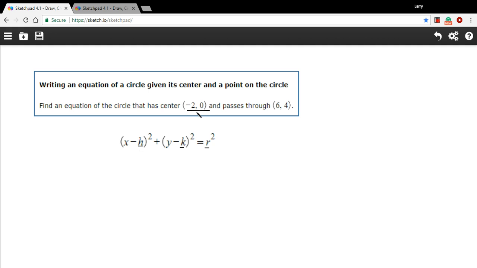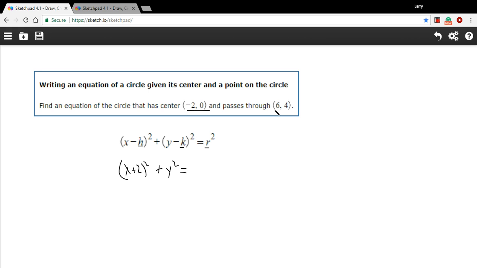x minus a negative 2 would be x plus 2 squared. And then y minus 0 squared, we can just write as y squared. So that's all there is to the left-hand side of the equation. That's not tough at all. How about this number, the radius of the circle? How can we find that?